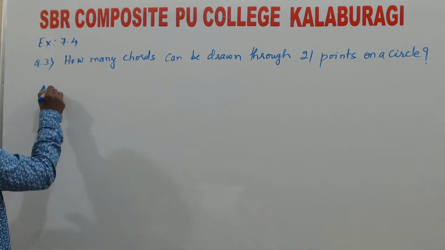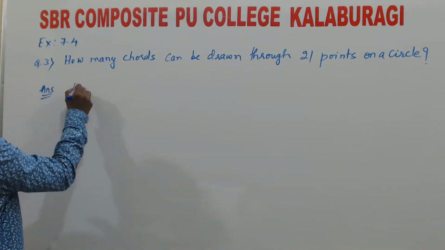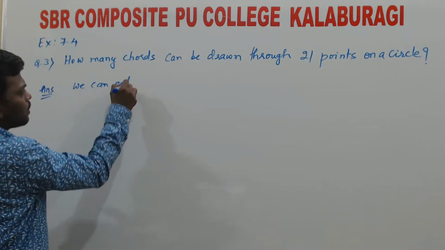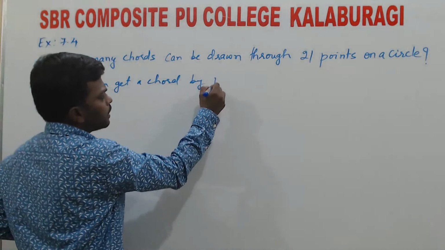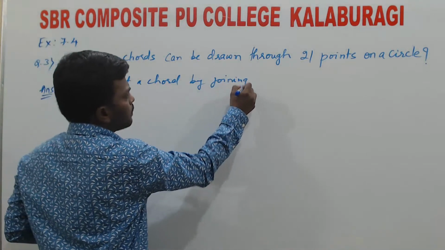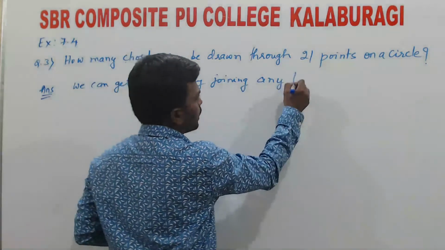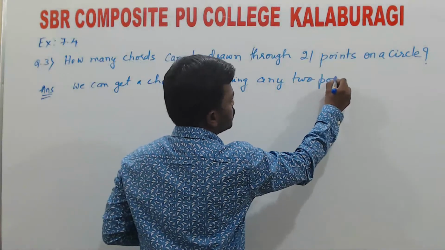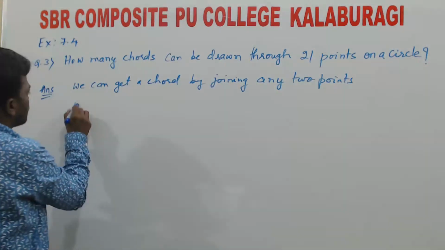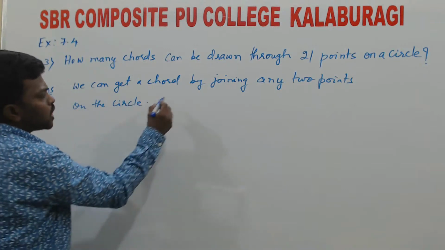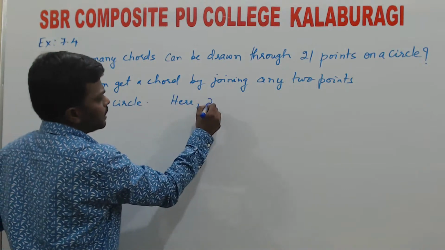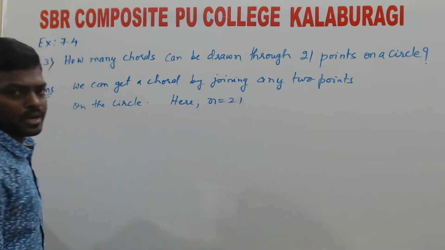So write down the solution. We can get a chord by joining any 2 points on the circle. So how many points are there, students? Here n equals 21.